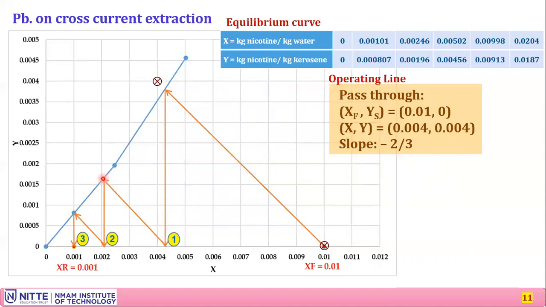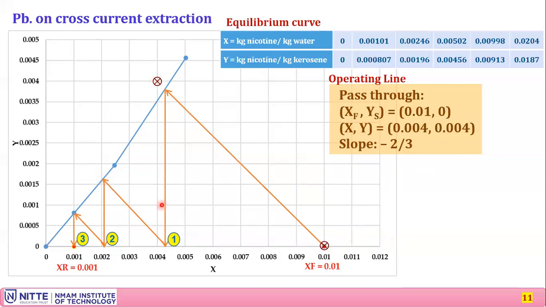So when it reaches the equilibrium curve, that will be your exit concentration, that is the raffinate concentration here, and extract concentration over here. So this is the end point. How do I know that this red dot is the end point? That value is exactly xr equal to 0.001, that is 0.1%. Raffinate final concentration required is 0.1%, or xr equal to 0.001. So I started from here at xf, and I have ended with xr.